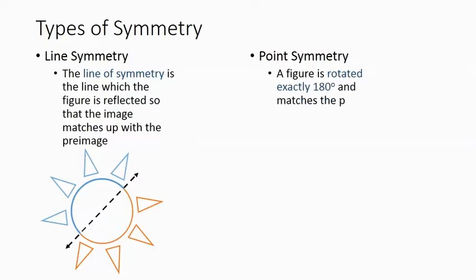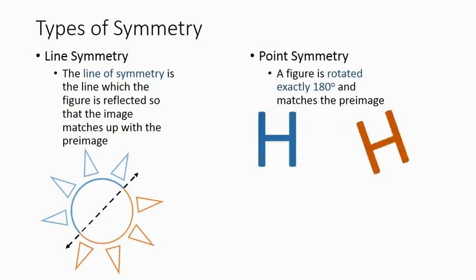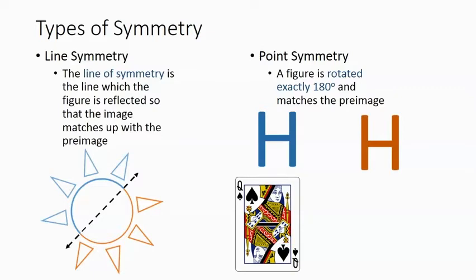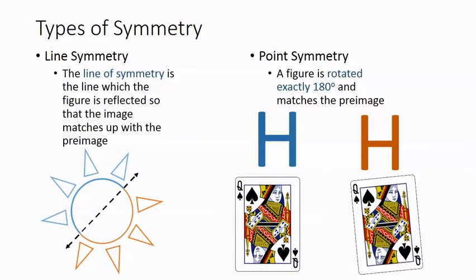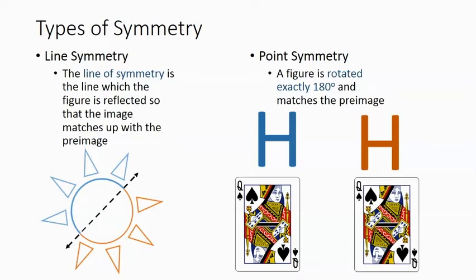Point symmetry. A figure is rotated exactly 180 degrees and matches the pre-image. For instance, the letter H, when we rotate it 180 degrees, forms the exact same letter. To see another example, I can take a playing card and rotate it 180 degrees to get the exact same picture.